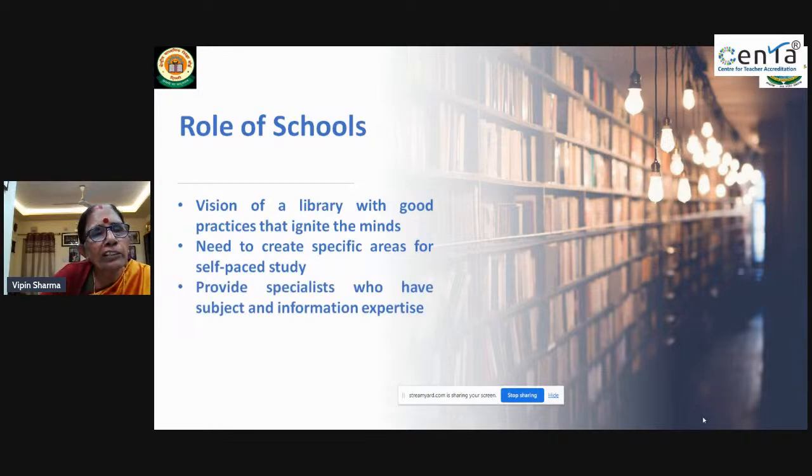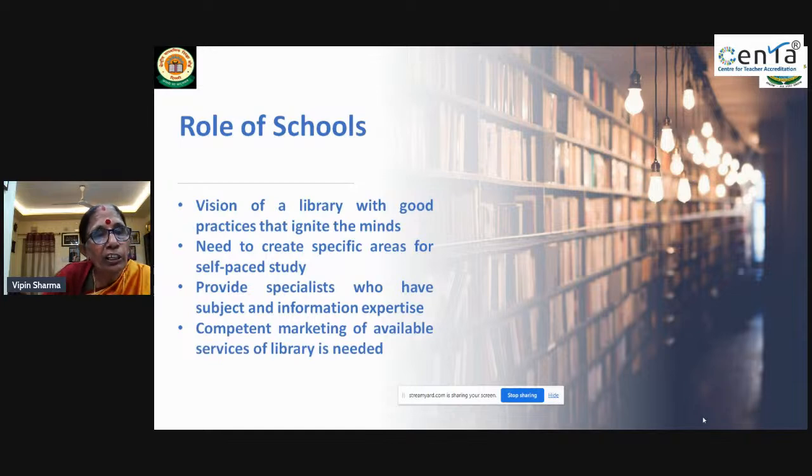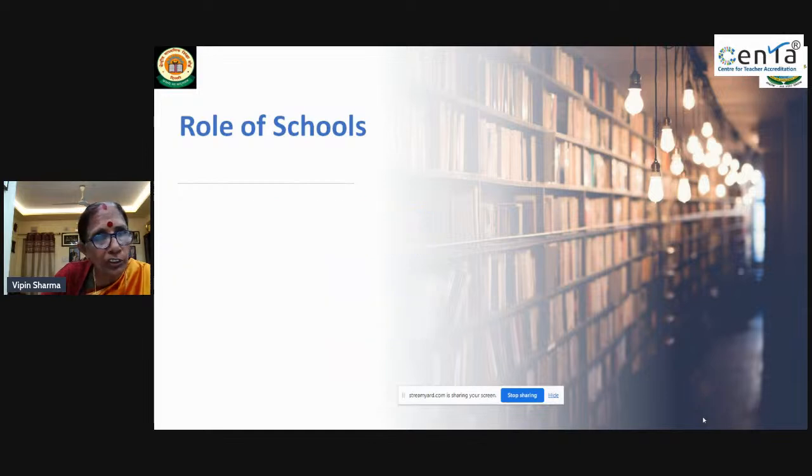Okay, provide specialists who have project and information expertise. Competent marketing of available services of the library is needed. What is important? How you can make the library a research library? How you can make it a hub of knowledge for the children?